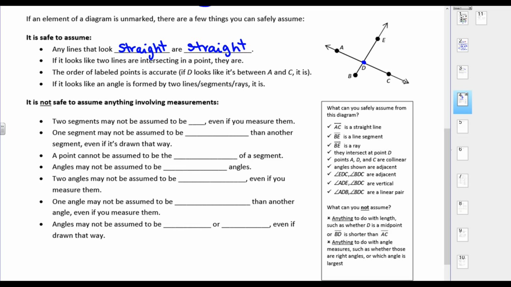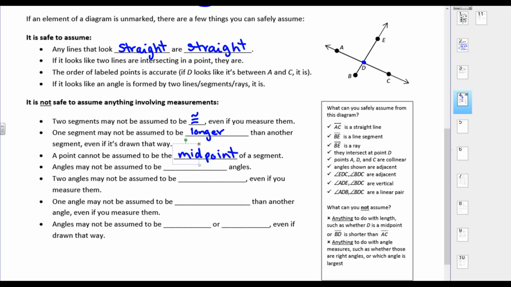You cannot assume 2 segments to be congruent even if you measure them. So even if you break out your ruler and you see that AD and DC are the same length, you cannot assume that they are congruent because we haven't marked them as such. One segment may not be assumed to be longer or shorter than the other segment, even if it is drawn that way. A point cannot be assumed to be the midpoint of a segment, even if it looks that way.